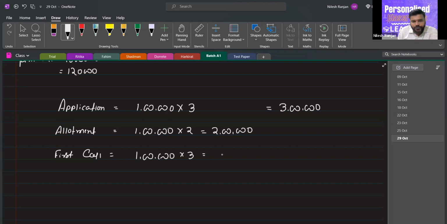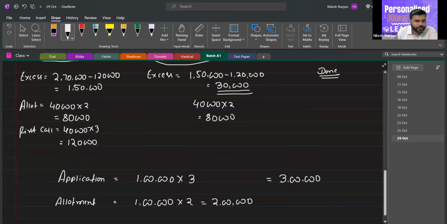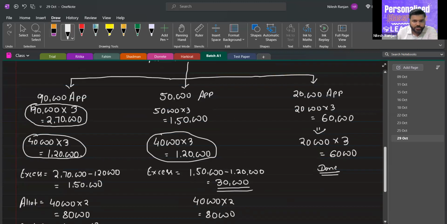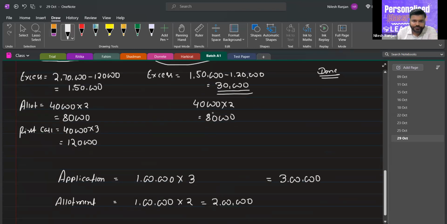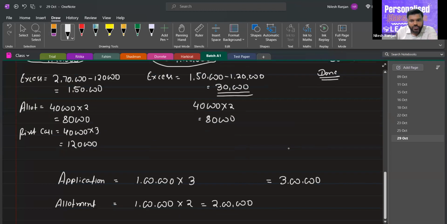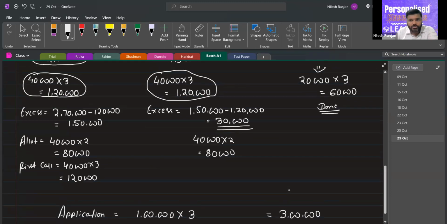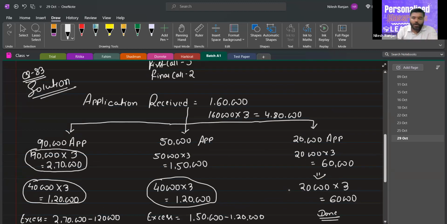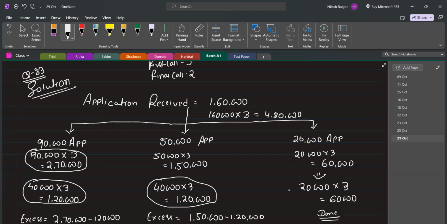Actually, first of all, we should clear allotment. Okay. So the total application money received was 4,80,000. And from this 4,80,000, we have utilized 3 lakh on application. Could you repeat it again? Okay. The total amount that we have received on our application is 4,80,000. And we have utilized only 3 lakh on application. So the balance amount is 1,80,000 excess money.